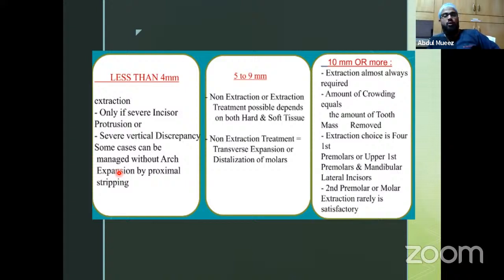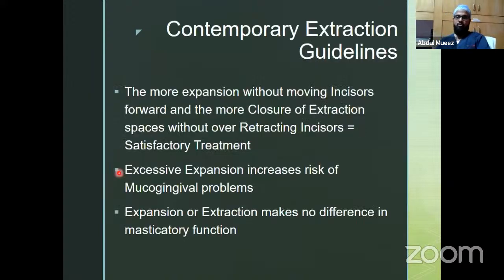And then sometimes we go for an upper fours, and on one side we go with an upper four and lower fives to get a good occlusion in a class 2 case. So the contemporary extraction guidelines should be: more expansion without moving the incisors forward, and more closure of extraction spaces without retracting the incisors, results in satisfactory treatment.